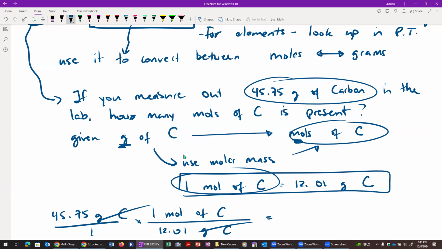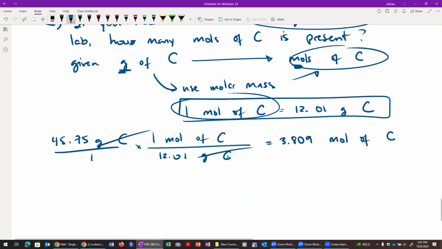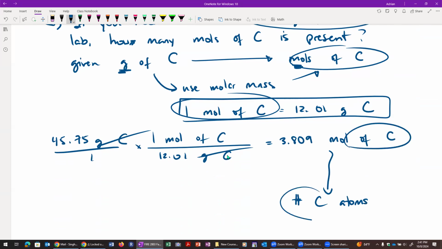What I end up doing here is dividing 45.75 by the 12.01, the molar mass, and we end up with, how many sig figs? 4 sig figs, 3.809 for my unit moles of carbon. What I could also do is incorporate the previous relationship into this, and I can also convert the moles of carbon into number of carbon atoms. So if I want to go from moles to number of atoms, here I'm going to use Avogadro's number.